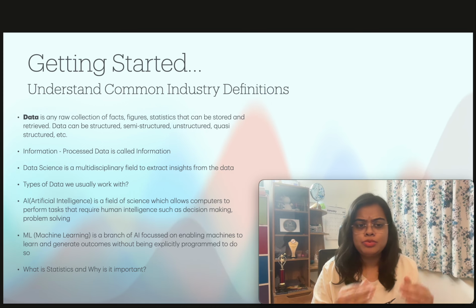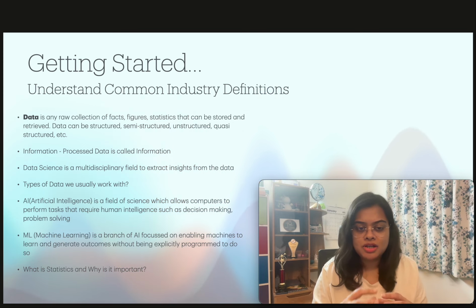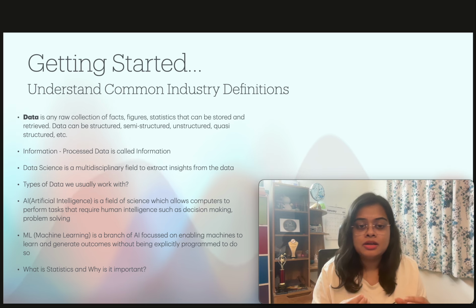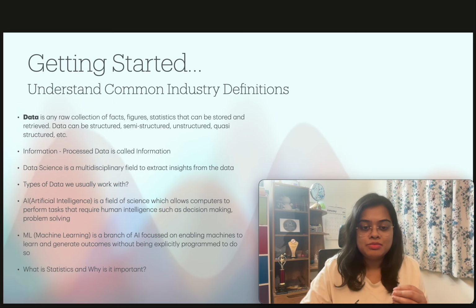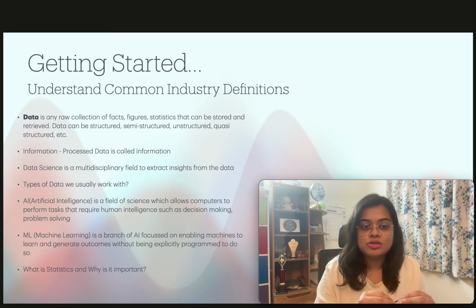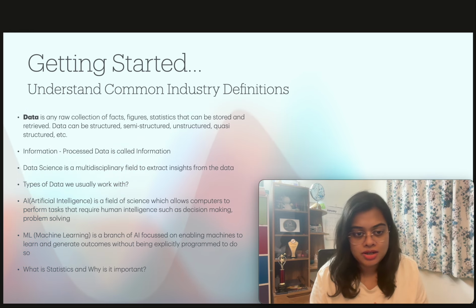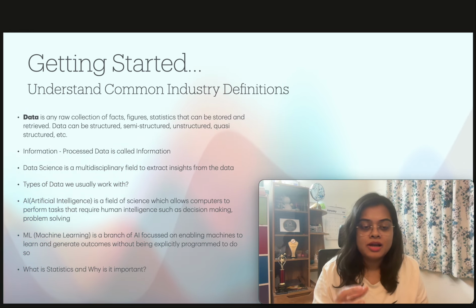But you give both input and output, and the machine is able to come up with some logic or a relationship which helps you generate outcomes without being explicitly programmed. That means if that particular data point is not there in your input, your machine will still be able to generate an outcome, and that's the crux and the beauty of machine learning.